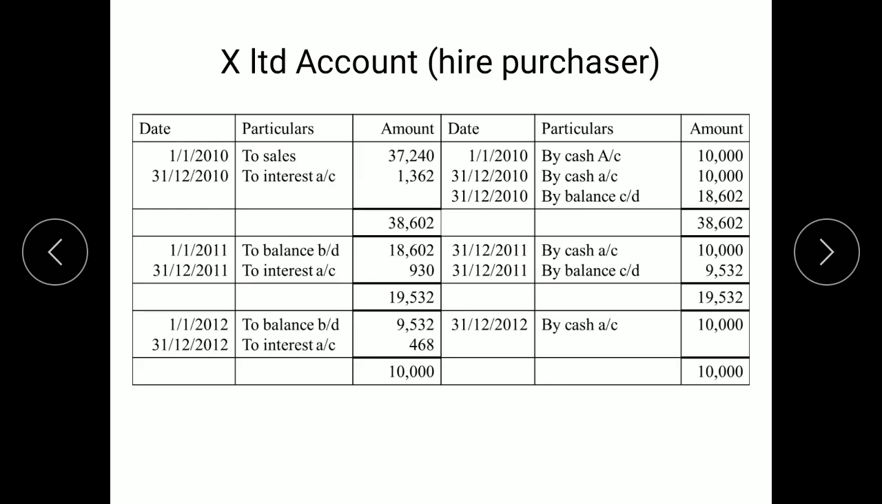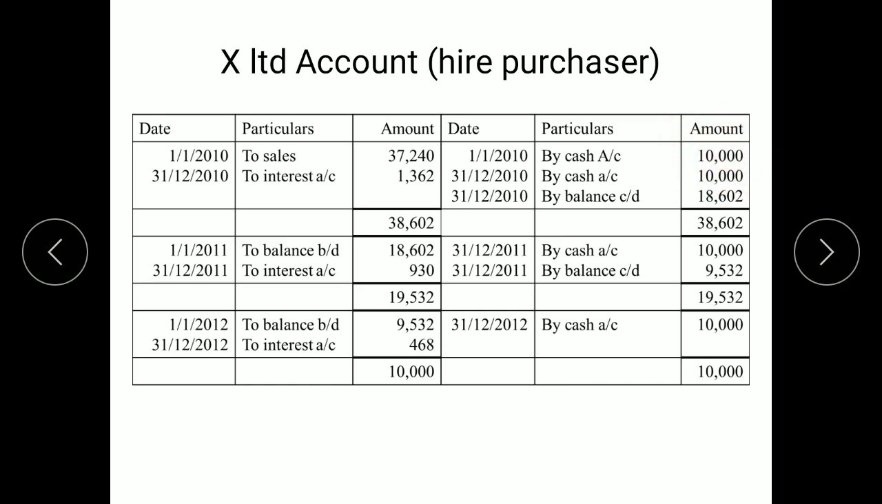Based on this, we'll prepare two accounts. First one, X Limited account, that is the hire purchaser. In the books of hire vendor, the purchaser account begins from the debit side. At the beginning of the year, 1st January 2010, we have to debit the account to sales account. So the hire purchase arrangement is treated as a sale. Entry is to sales with the total cash price of the asset 37,240. Out of this 37,240, in the first year how much payment is made? On 1st January 2010 by cash account, for the advance payment received, 10,000.